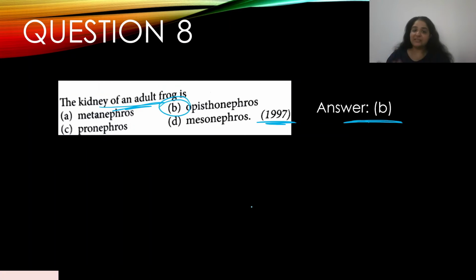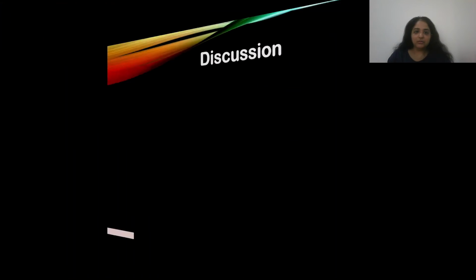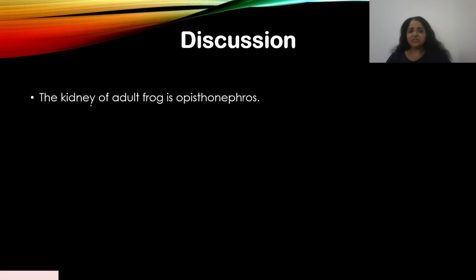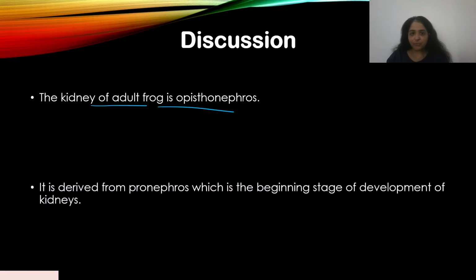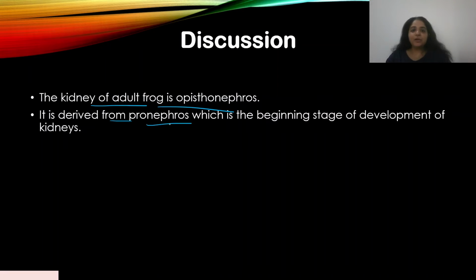To understand this question, we need to know how the kidney has evolved in structure. So we'll come to that now. The kidney of an adult frog is opisthonephros. And how is this evolved? Where is it evolved from? It is derived from pronephros.